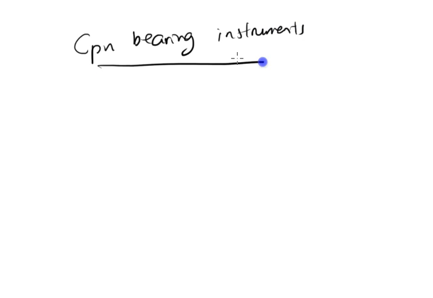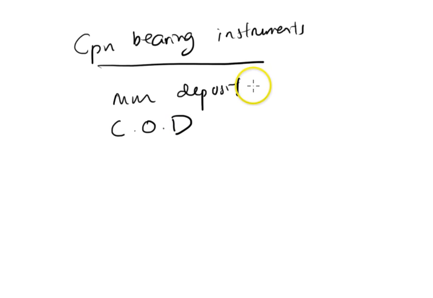Which we have our money market deposit and the certificate of deposit. So what are money market deposits? They are deposits made in the interbank market. The interbank market is a market where banks lend and borrow to one another.